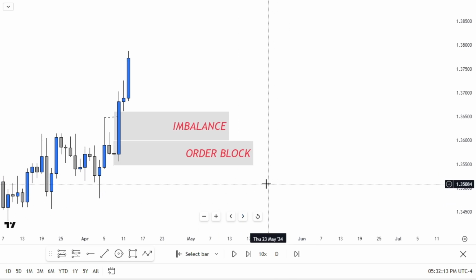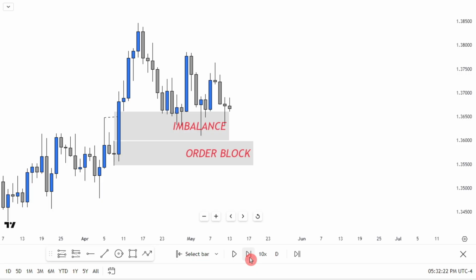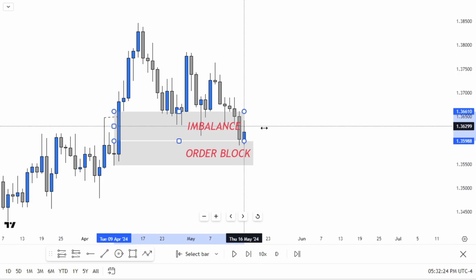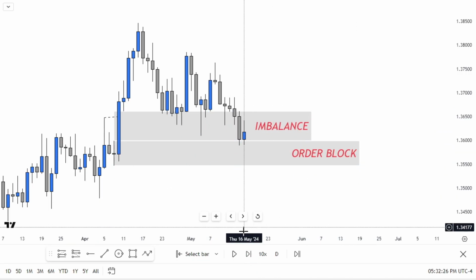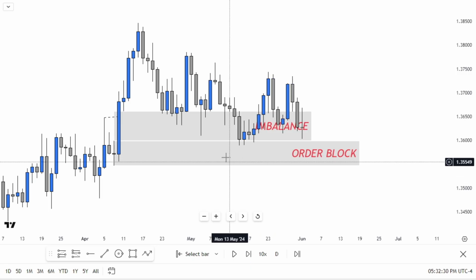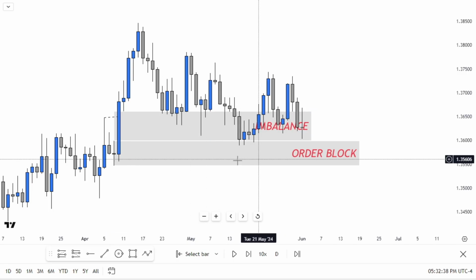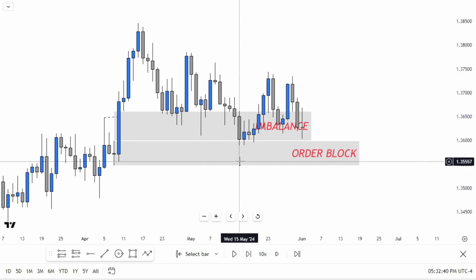We'll fast forward and see how price plays out into this order block. And as you can see, price returned to both the imbalance and the order block to then give off a rejection to continue upwards.